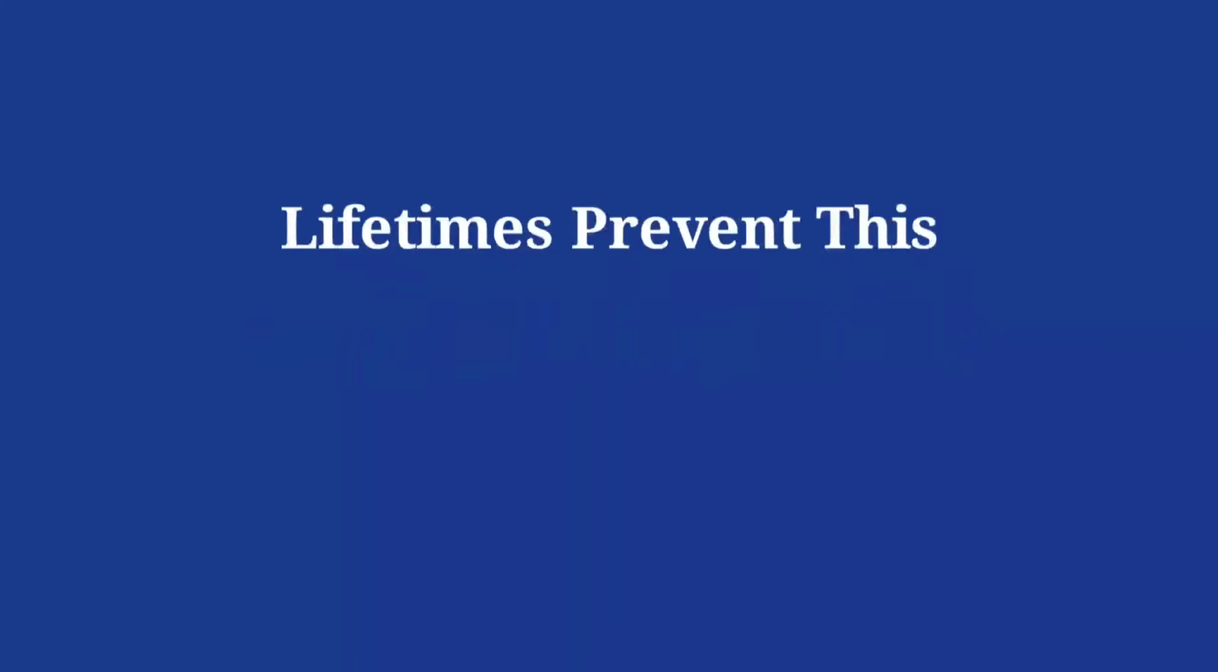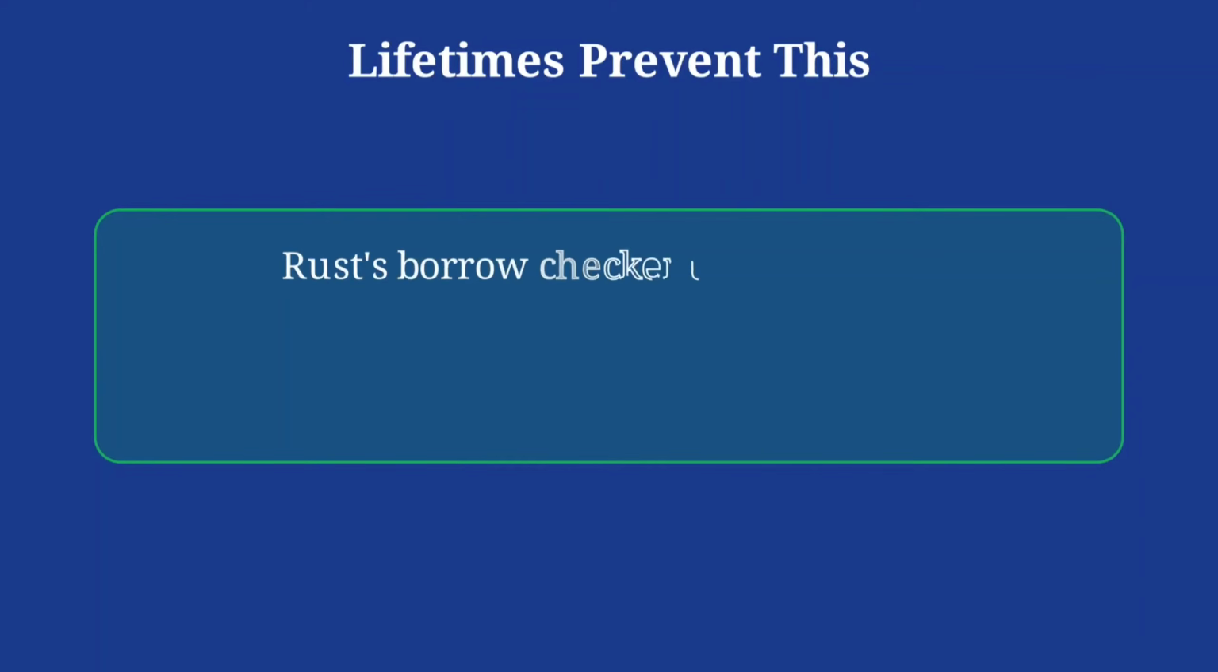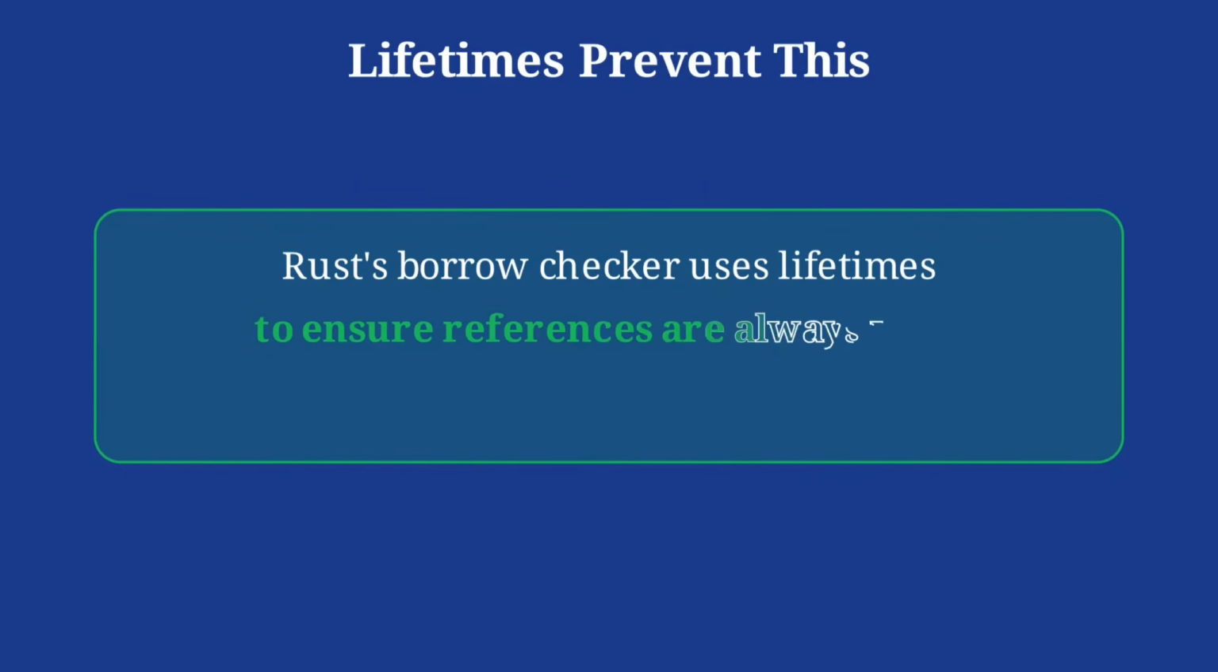Rust's borrow checker uses lifetimes to analyze the code and ensure that references are always valid before the program is even compiled. It would see the situation and refuse to compile, saving us from the bug.